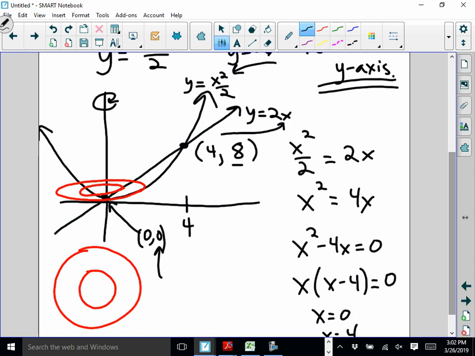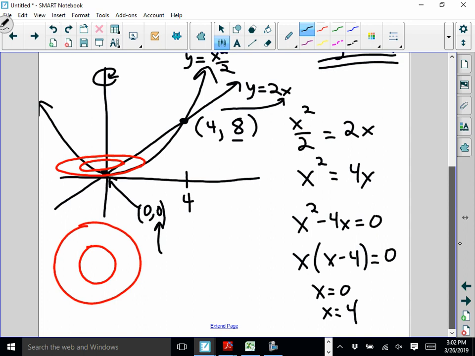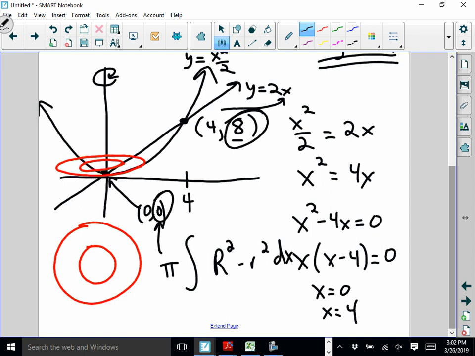So once again, I'm going to have the integral of pi big R squared minus little r squared dx. But instead of integrating from the x intersection to the other x intersection, I have to integrate from the y intersection to the y intersection. That's a huge difference. So this is going to go from 0 to 8. So if we're keeping track of differences here, things to remember.